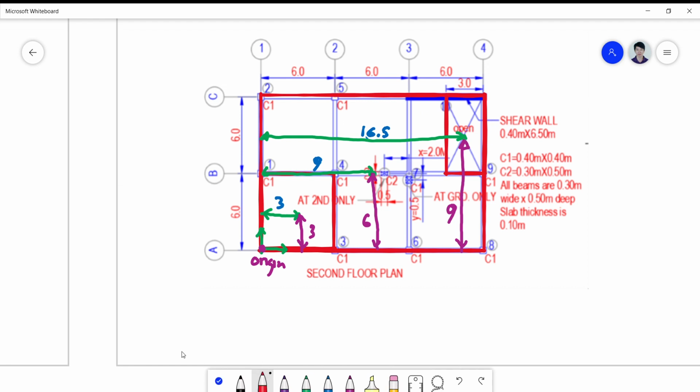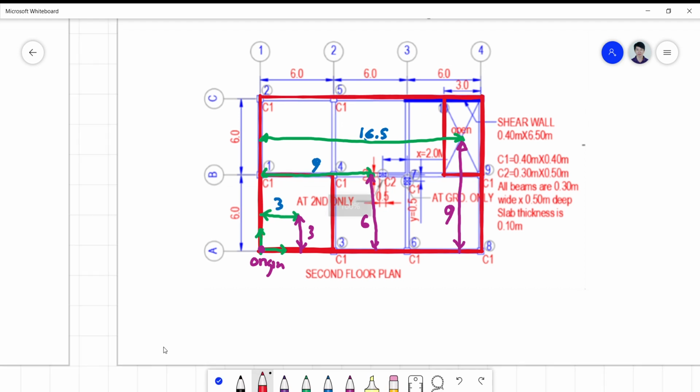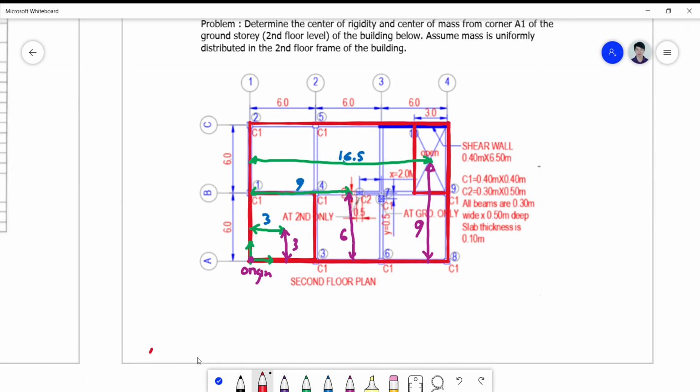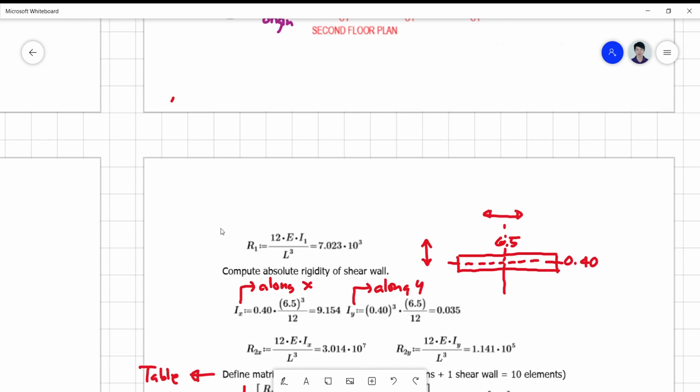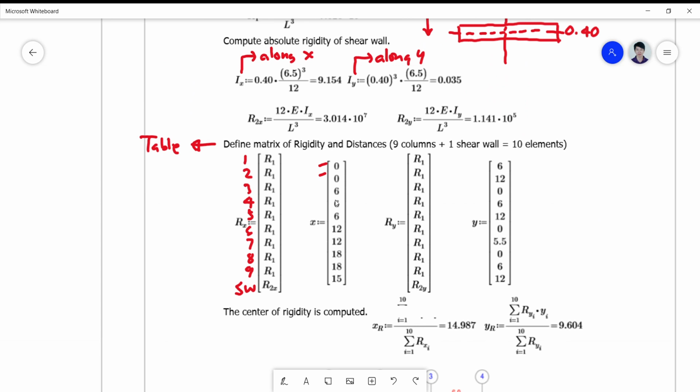Okay, so those are the distances that we are actually referring to as x. So this is 0, 0, 6, 6, 6, 12, 12, 18, 18, and then 15. And then for y, it's 6, 12, 0, 6, 12, 0, 5.5, 0, 6, 12.